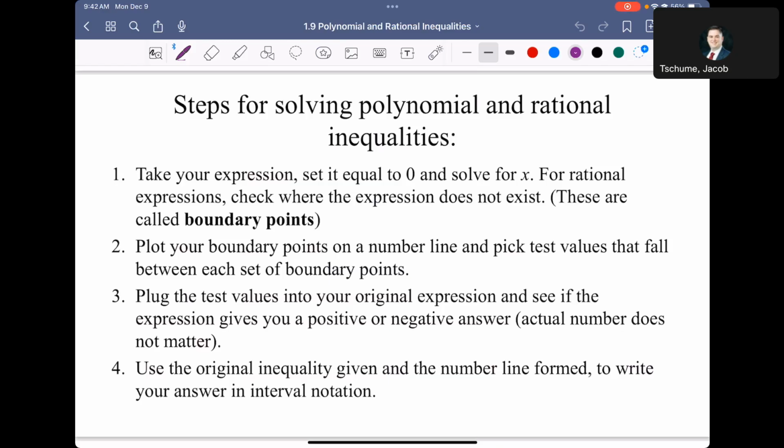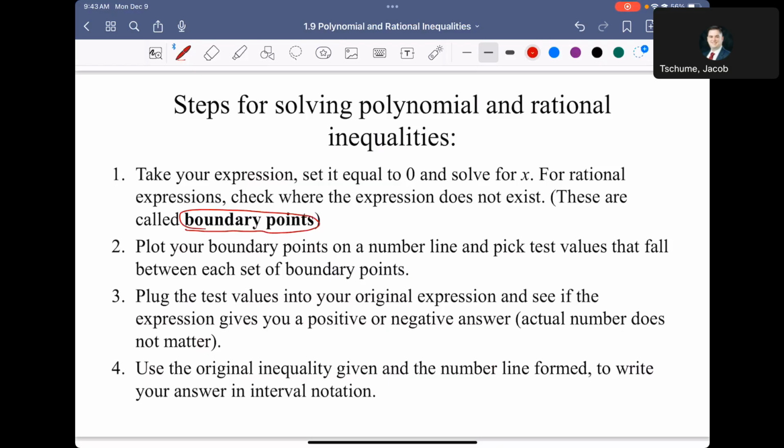So what I do first is I will take my expression and set it equal to 0 and solve for x. Now, for rational expressions, you also have to figure out where the expression does not exist. We'll get into both these examples in just a few minutes. When you find these values, these are what's called boundary points. And boundary points is how you will divide up your interval in order to answer your final question.